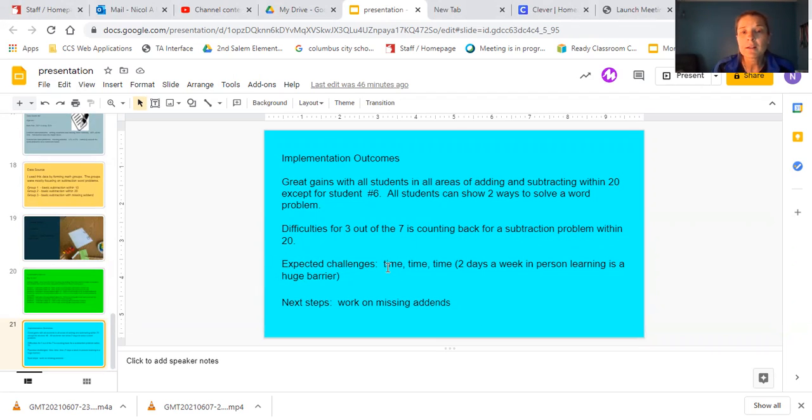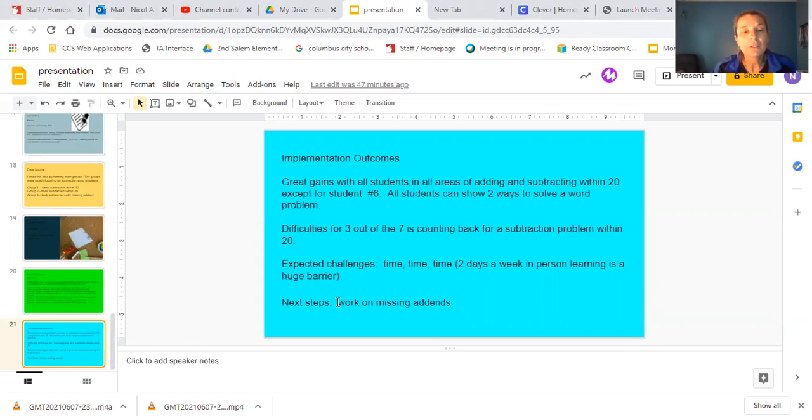Expected challenges was time, since we only saw them 2 times in the school building, and then a little bit of time on our Wednesday Zooms. It was a huge barrier. If I would have had them 5 days a week in a class, there would have been more gains, but I was very pleased with what I saw so far.